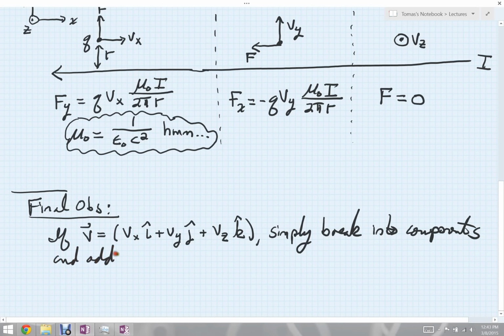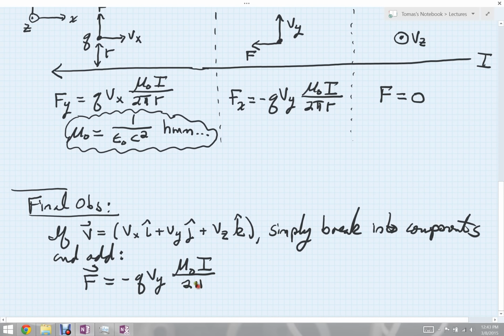And if you do that, what you find, and this can be confirmed in experiments, is that the final force, regardless of whether you're actually moving along exactly x, y, or z, you can still write down the final force, and it's going to end up equaling minus q times the velocity in the y direction times our favorite combination of constants, mu naught I over 2 pi r. But this contribution, of course, is in the x direction, so that's the i hat component.